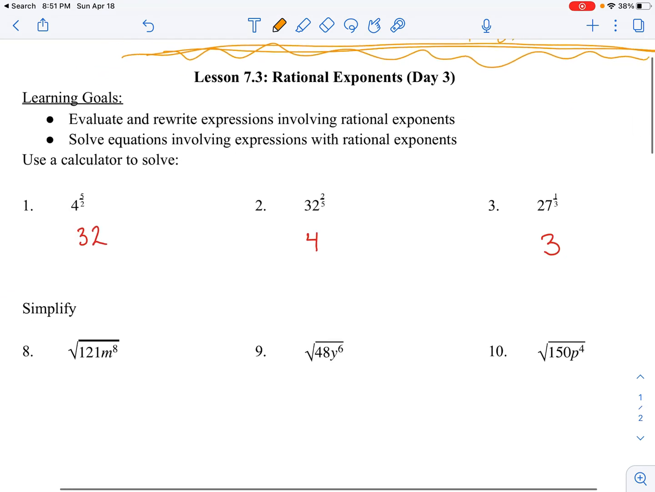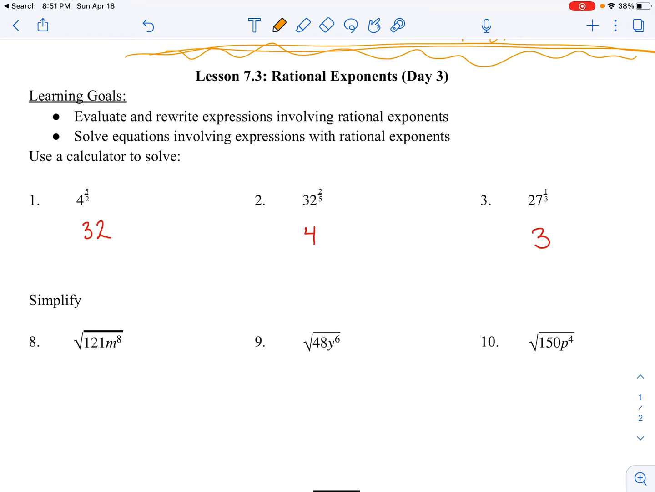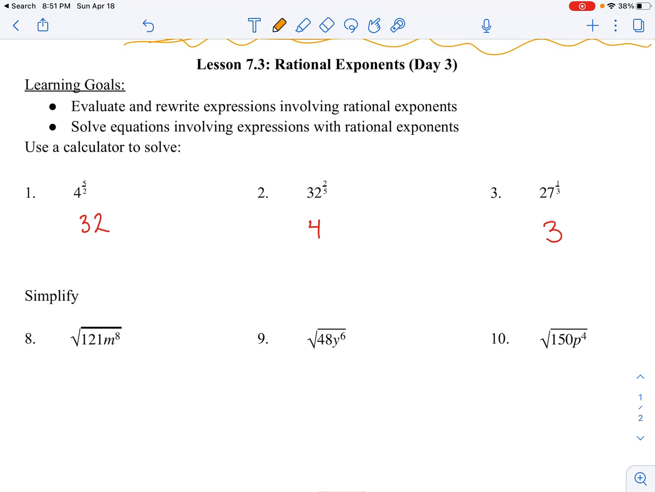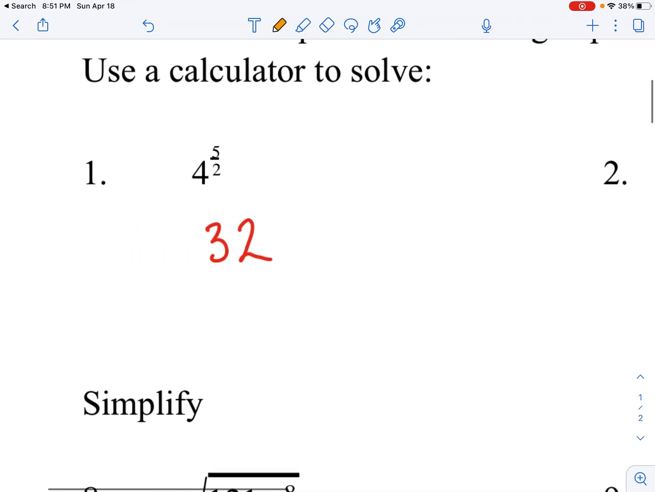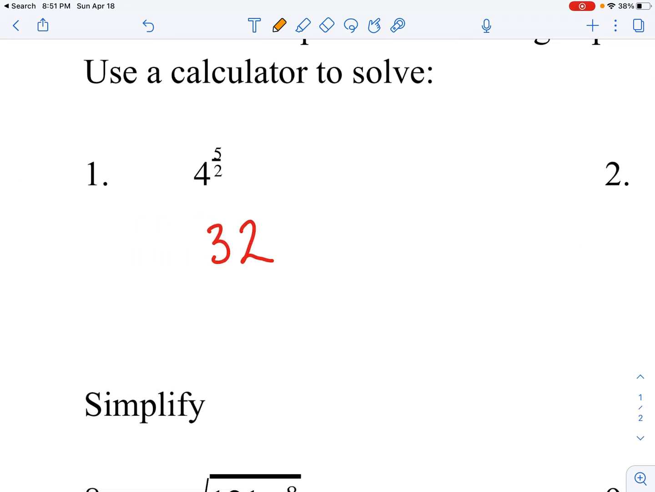Okay. Our learning goals are to evaluate and rewrite expressions involving rational exponents, and then we're going to solve equations involving expressions with rational exponents. The first three are all using a calculator to solve. If you have a calculator handy from one of the school ones especially, this would be something that I would try doing. But I've got the answers listed here so you can check your work, but seriously practice them and see if you can get these.